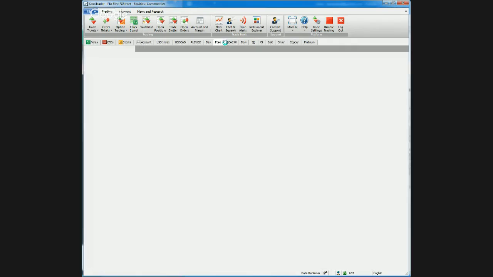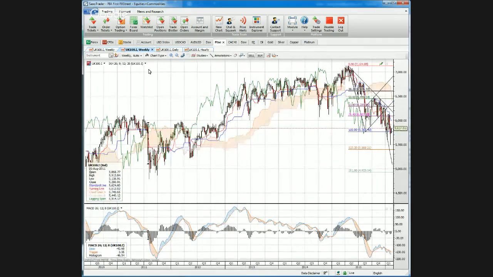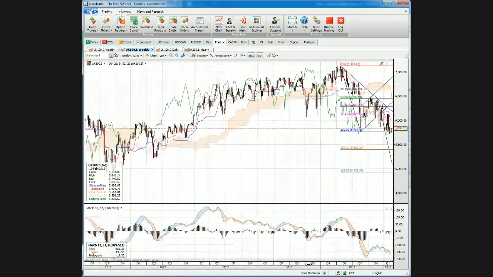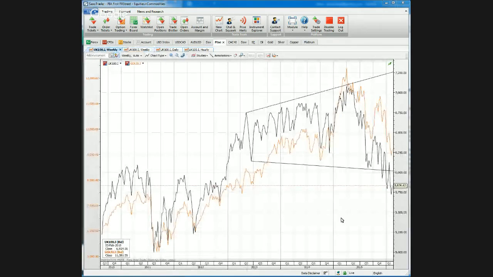Take a little look at the FTSE now. On purpose, I don't prepare my charts beforehand, because then it gives you a good idea of how I do come to my ideas and build my opinions.